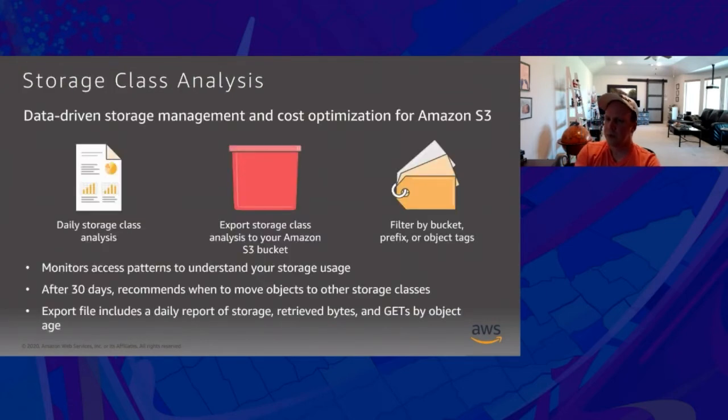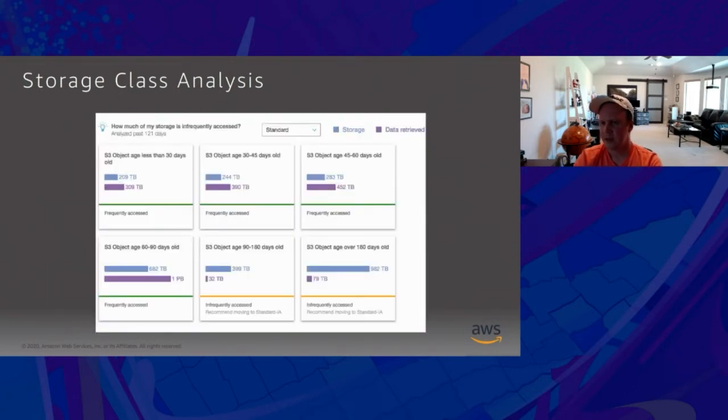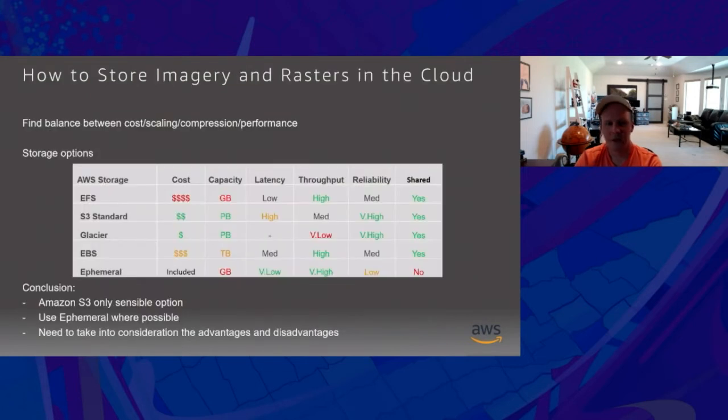We have tools to do the analysis for you, right? So if you don't know what data you have, you could run some of these analytics reports to see how frequently the data is being accessed. An example report of this, right? Objects accessed less than 30 days or 30 to 45 days, and how much of the data in the bucket. So for example, maybe you have S3 objects aged 60 to 90 days, you have 682 terabytes. It'll help you identify which objects to move to other storage classes.